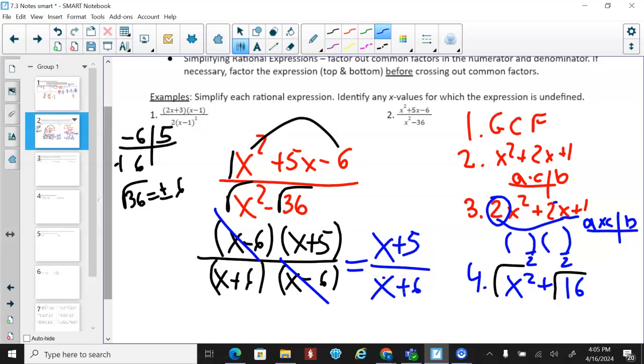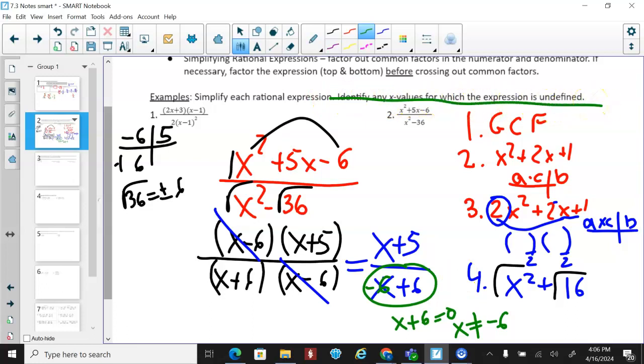All right. Now, just so you know, for both of these, I need to mention that you've got to make sure that you set the bottom equal to 0. Why do we do that? Okay, and then solve. X cannot equal -6. Why? Because if I plug in -6 instead of this x on the bottom, it's going to give me 0. And 0 will make this function undefined. So we've got to make sure that we find what x values make this function undefined, okay?